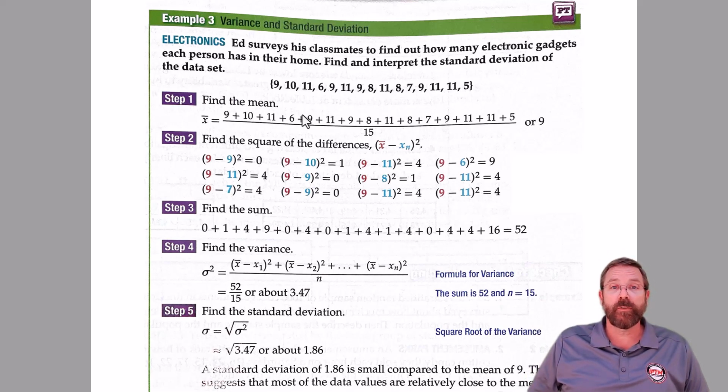And if you look at these numbers here, the mean was 9. 9's close to 9, 10's close to 9, 11's pretty close to 9, 6 not so much, but most of these data values that they gave here are going to be pretty close to 9, which means that you can say with reasonable certainty that 9 is a good mean number to include for everybody as far as how many electronic devices they have in their house.